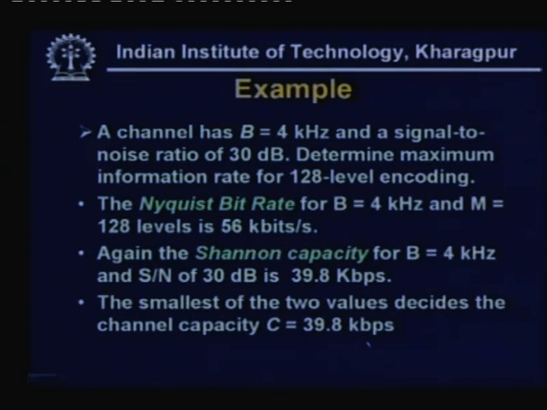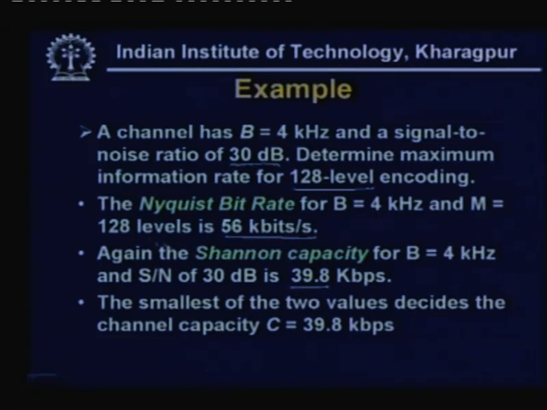Let us take another example. Here a channel has bandwidth B equal to 4 kilohertz, signal to noise ratio of 30 dB, and we would like to find out the maximum information rate for 128 level encoding. Based on Nyquist bit rate, B is equal to 4 and M is equal to 128 level, so we get 56 kilobits per second. On the other hand, because of the signal to noise ratio of 30 dB, we get Shannon capacity of 39.8.